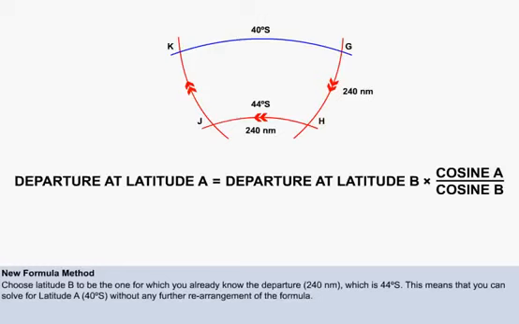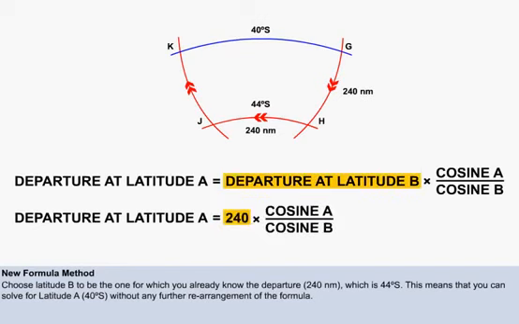This means that you can solve for latitude A, which is 40 south, without any further rearrangement of the formula. It now becomes departure at latitude A equals departure at latitude B times cosine A over cosine B. The departure at latitude B is 240 nautical miles. Cosine A is the cosine of 40 degrees, and cosine B is the cosine of 44 degrees.